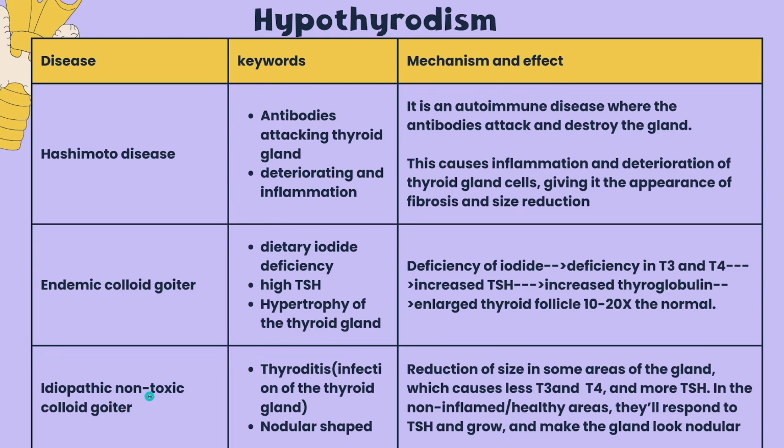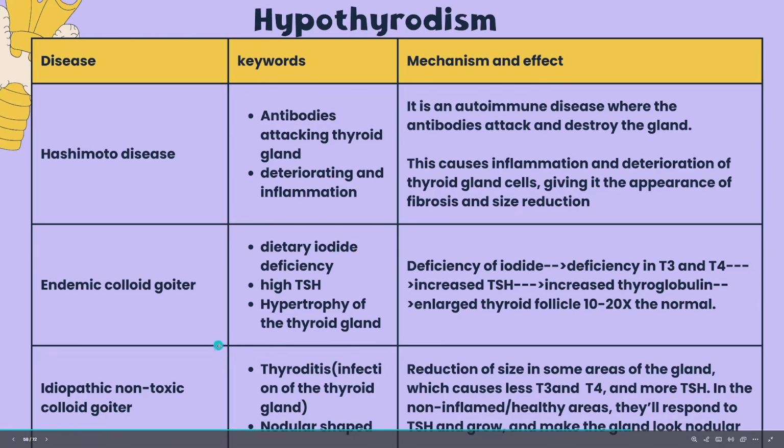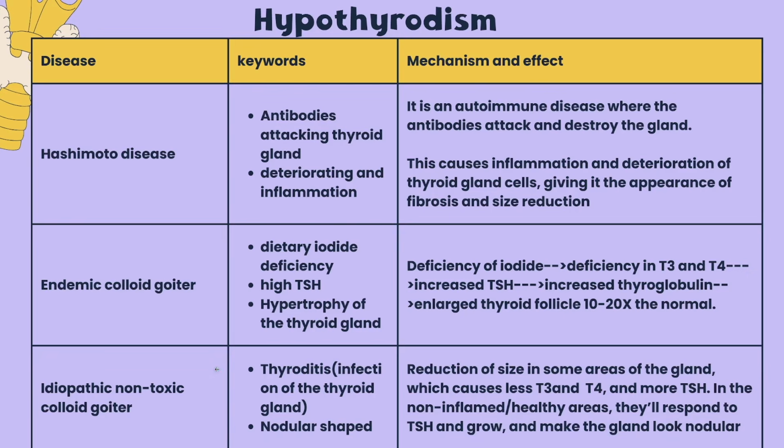Now for the idiopathic non-toxic colloid goiter, it's gonna be due to thyroiditis, and it's gonna have a nodular shape. Thyroiditis is the infection of the thyroid gland. The size in some areas is gonna decrease due to the infection, and we'll have less T3, T4, and more TSH due to the decrease of T3 and T4. This is gonna make the non-inflamed area or the healthy area respond to the TSH, grow, and the thyroid gland is gonna look more nodular.